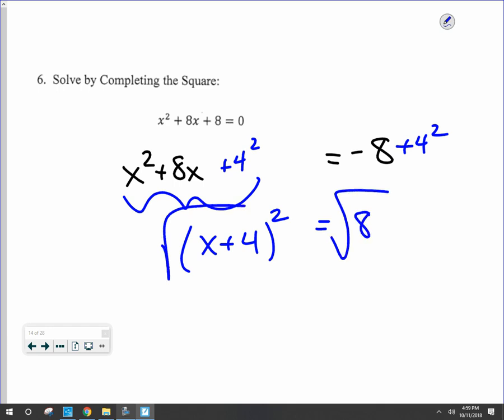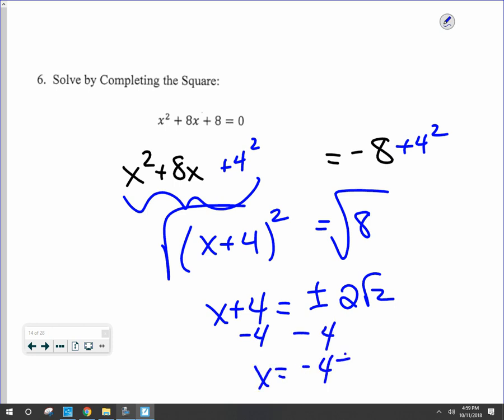Take the square root of both sides, which gets you a plus or minus answer. The square root of 8 does simplify to 2 square roots of 2. Subtracting 4 from both sides, I get negative 4 plus or minus 2 square roots of 2.